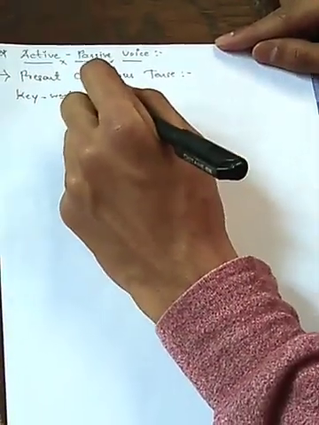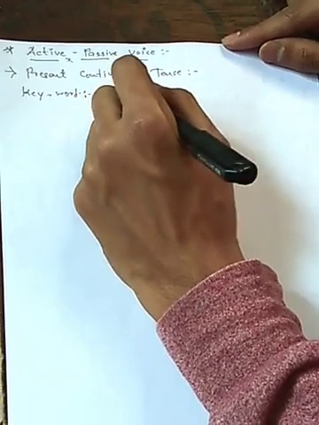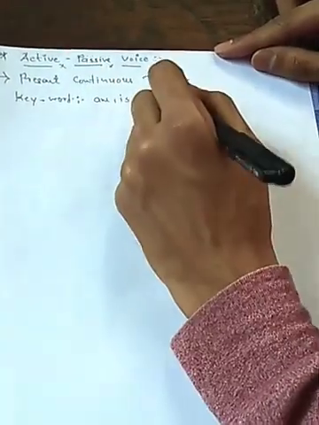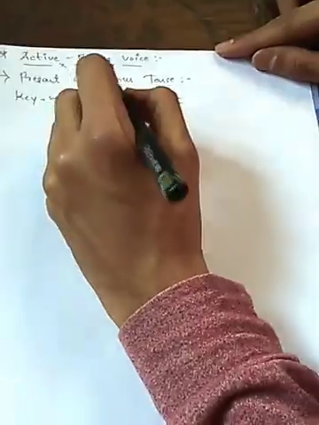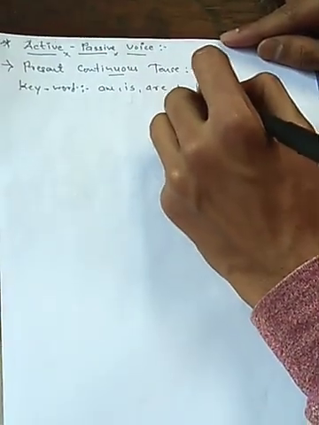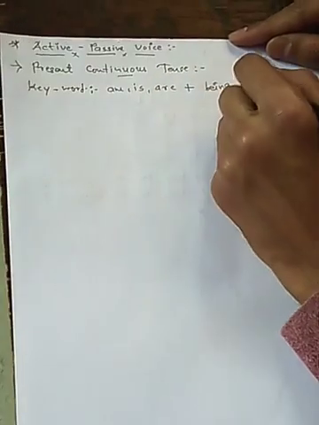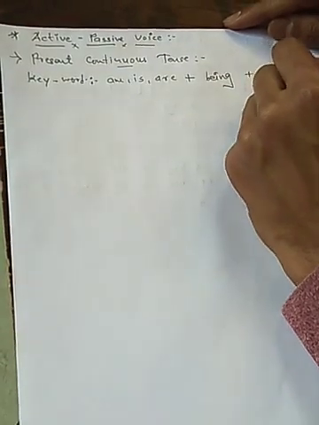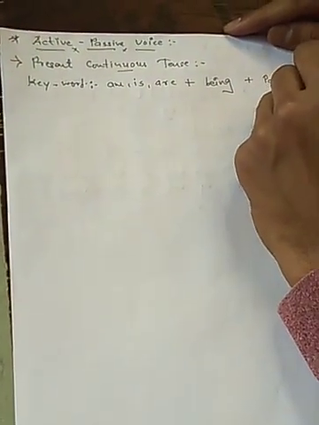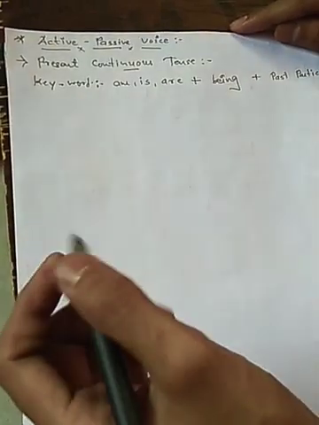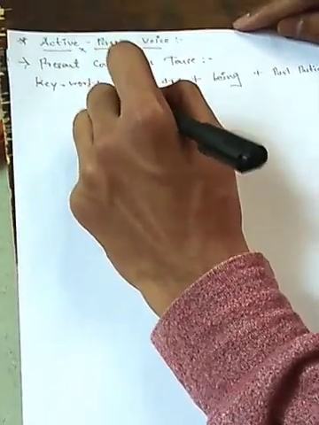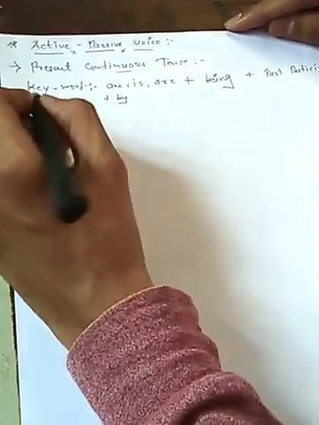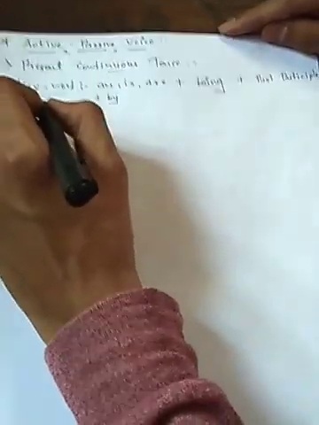First of all, am, is, or are, plus, as it is a continuous tense, we have to use being. Then, as I have told you, always use the past participle of the verb form, then by. So this is the keyword or structure of the sentence of passive voice.